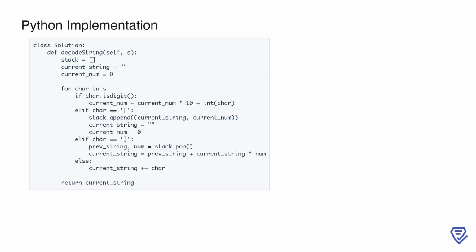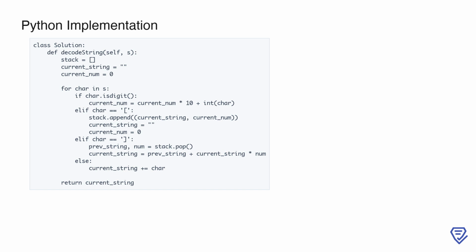This implementation decodes a given string that follows the pattern of nested encoding. The solution uses a stack-based approach for managing nested structures. The decode string function starts by initializing 3 variables: stack for handling nested contexts, current_string for building decoded content, and current_number for tracking the multiplier. The function iterates through each character in the input string.